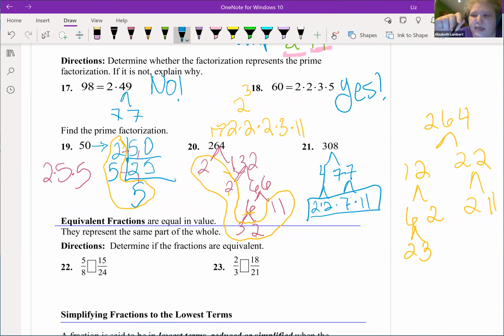All right, so we're going to cut this one here, and then I will come back talking about the equivalent fractions and simplifying them.